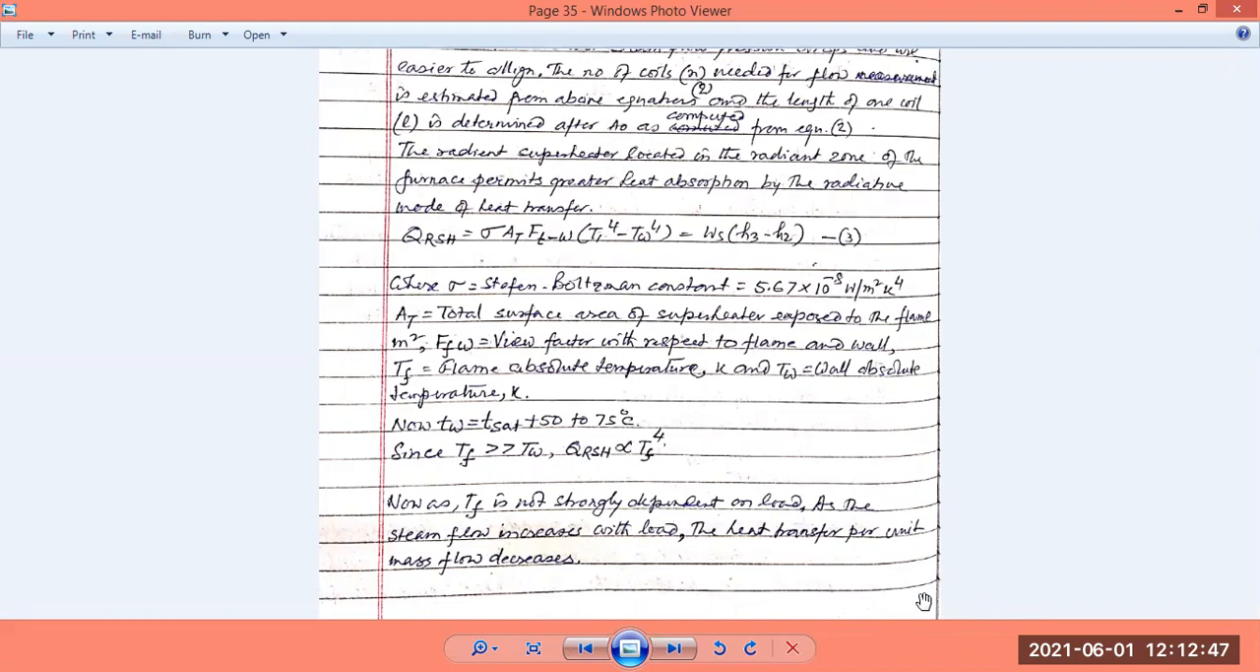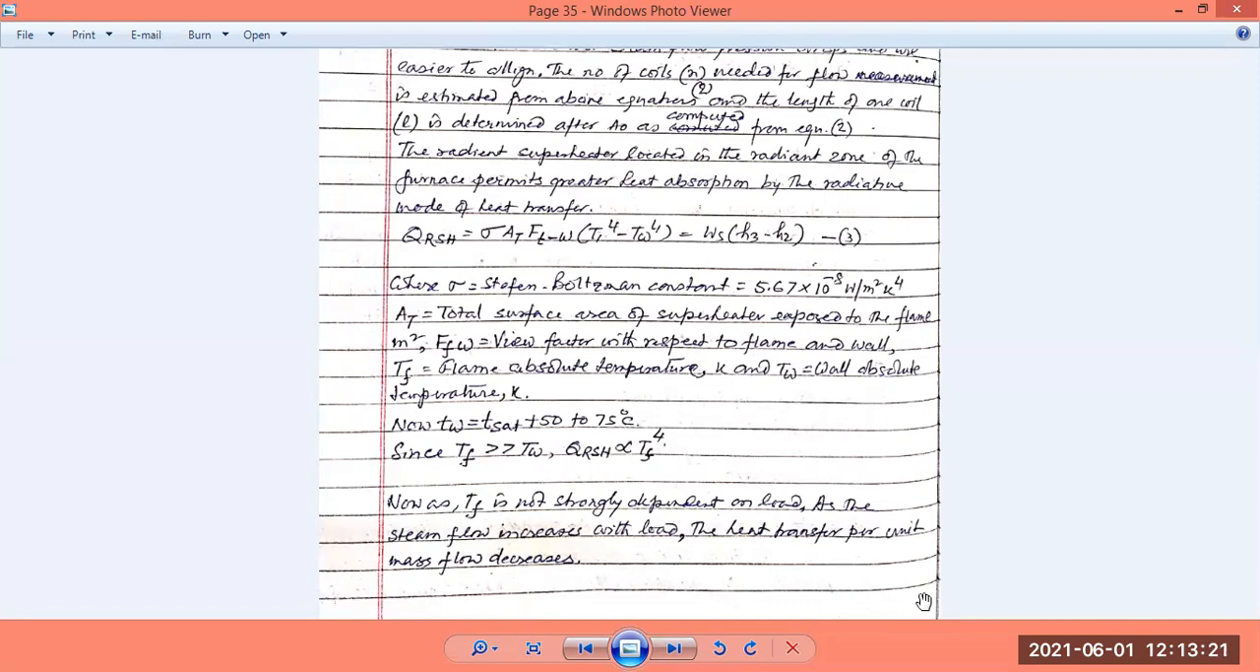AT is the total surface area of the superheater exposed to the flame, in square meter. F is the view factor with respect to flame and wall. TF is the flame absolute temperature in K. TW is the wall absolute temperature in K. Now TW is equal to T saturated plus 50 to 75 degrees centigrade. TF is greater than or equal to TW, so QRSH is more or less proportional to TF to the power 4.